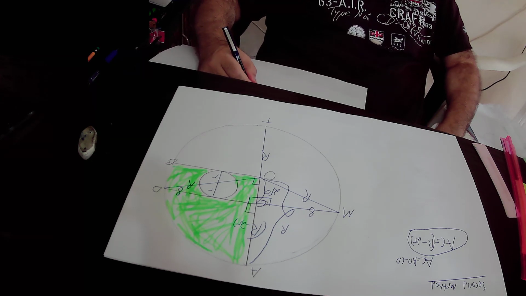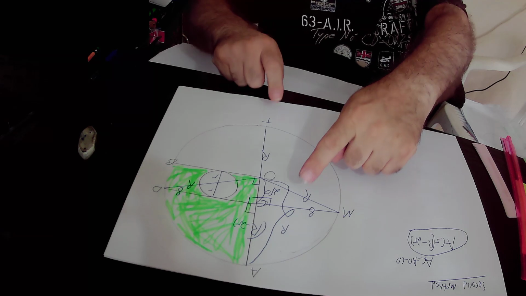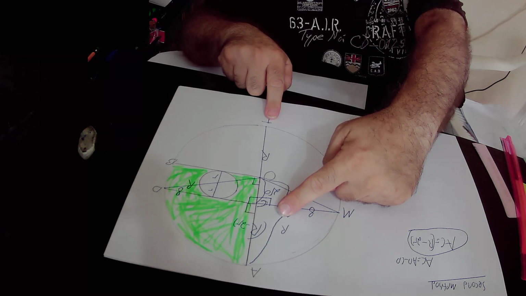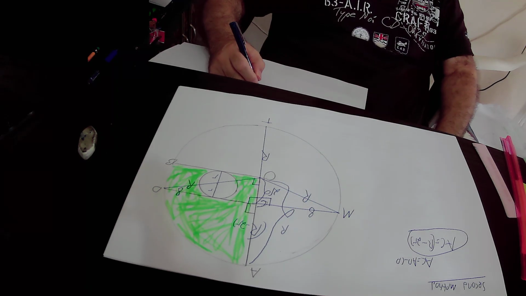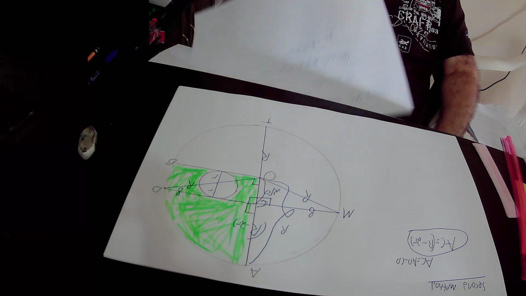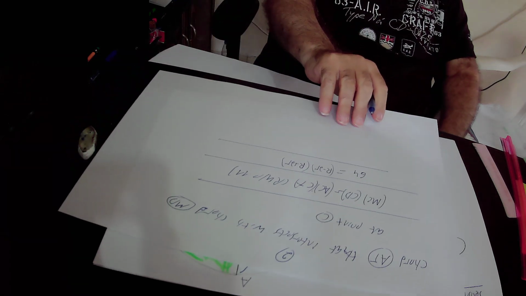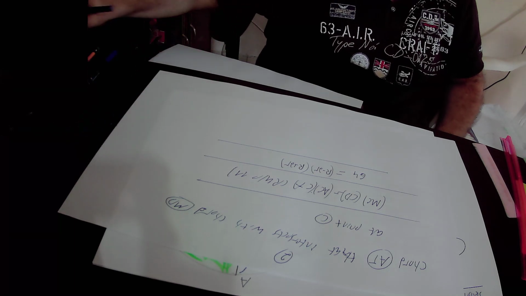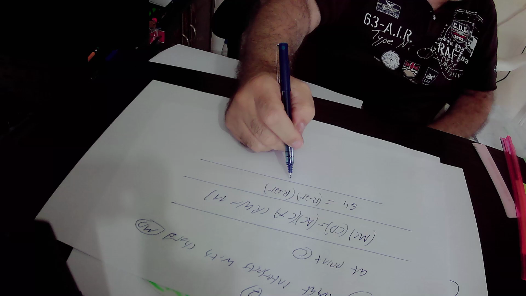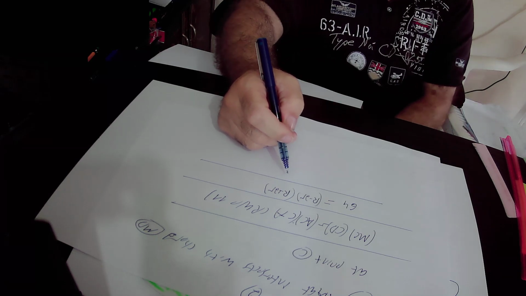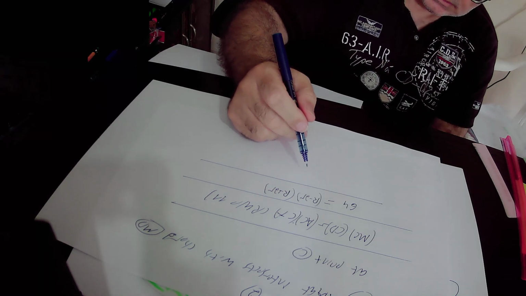AC equals capital R minus 2R, times CT. CT equals 2R plus capital R. So in conclusion, we found out that according to rule number 11, 64 equals capital R minus 2R times capital R plus 2R.